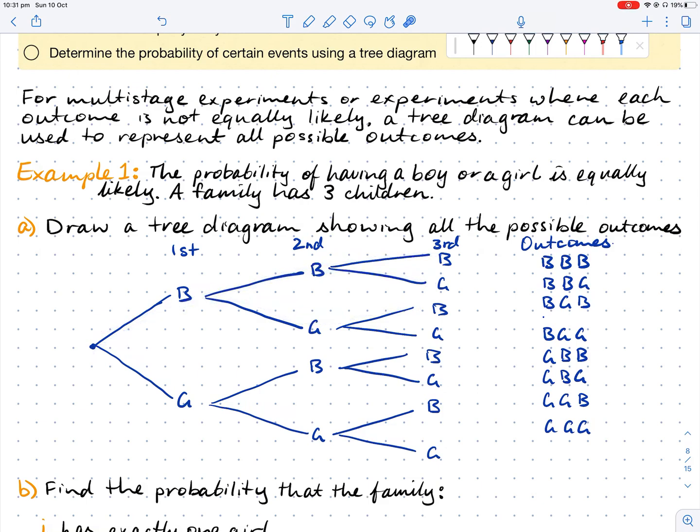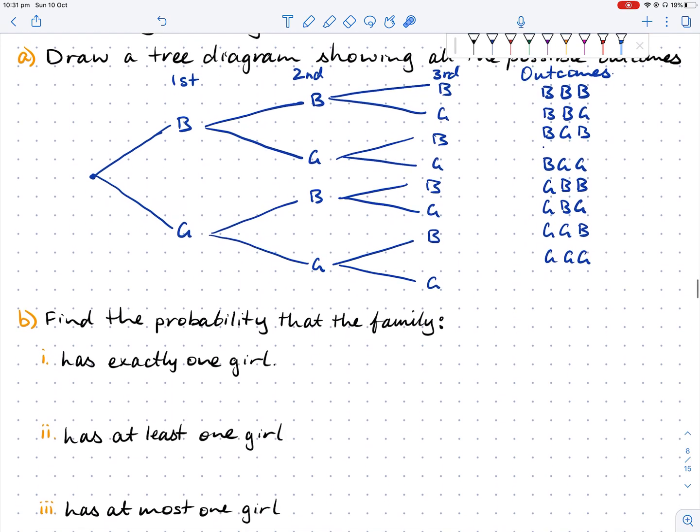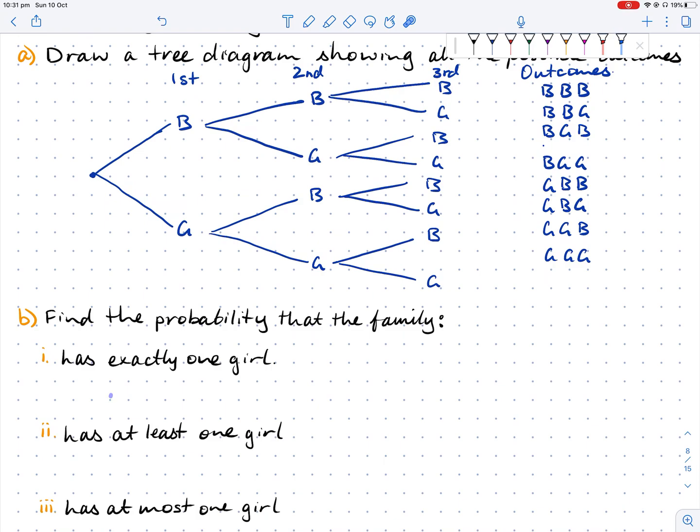Now, because all of these outcomes are equally likely, each of these are also equally likely. So we've got 8 different options here. If we want to find probability, it's going to be looking at how many of these are favorable out of the total 8. So here's a couple of questions. Find the probability that the family has exactly 1 girl. You go through and pick out all of the options where there's exactly 1 girl, and there's 3 of them. So that probability is going to be 3 out of 8.